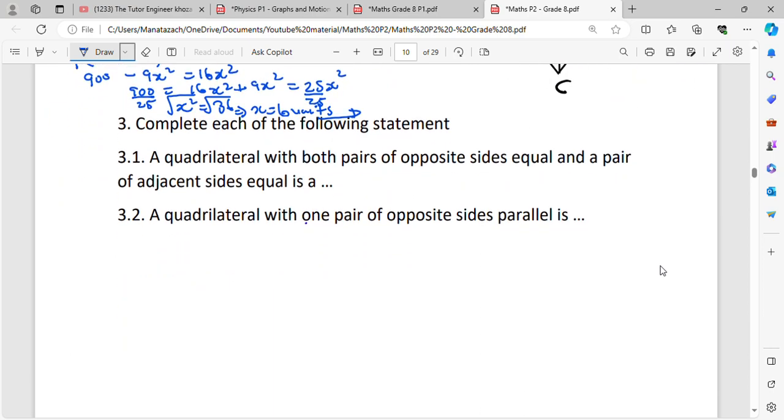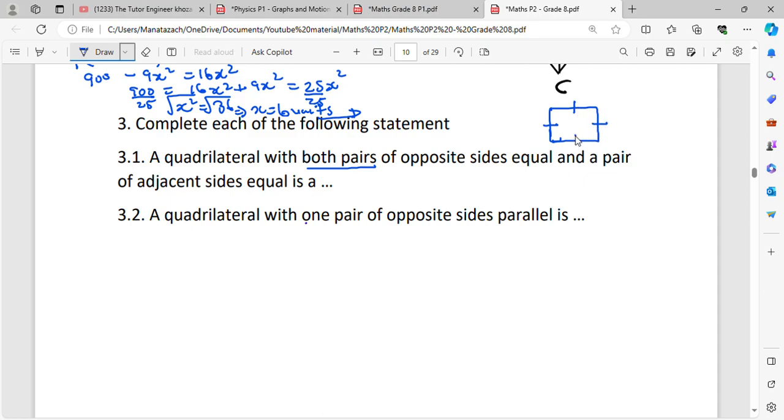Let's go to the final question, which is question 3. Complete each of the following statements. A quadrilateral with both pairs of opposite sides equal and a pair of adjacent sides equal is a, you need to complete the statement. So basically this is telling us that both pairs, a quadrilateral is a four-sided figure. So meaning both pairs, this side and that side, are equal.